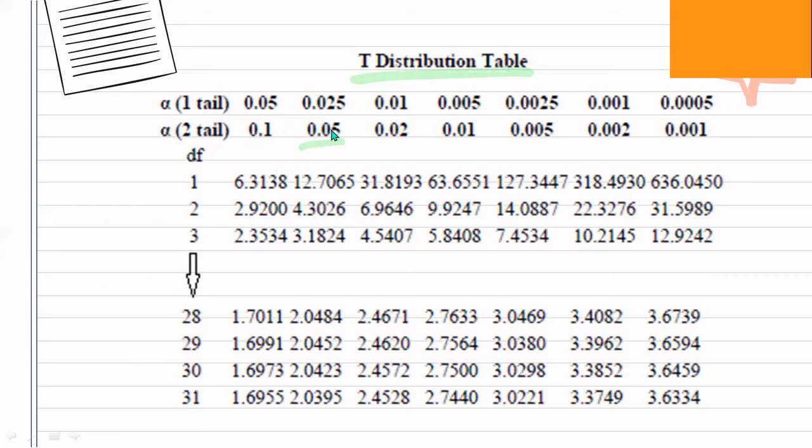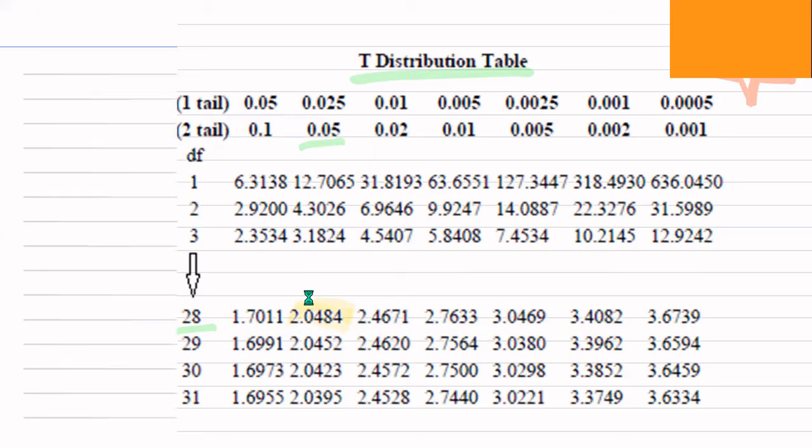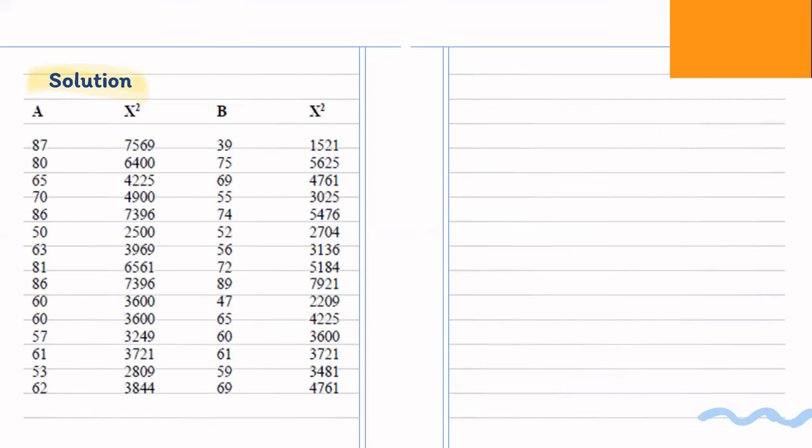So here is our alpha and our degrees of freedom, and that's how we find our critical value. For our solution, we just need to get the sums of the samples and then square the sums, square the samples.